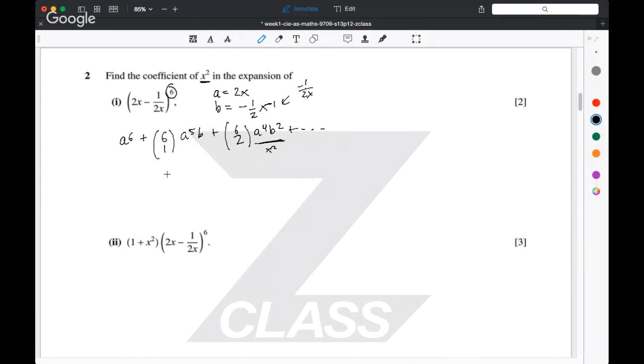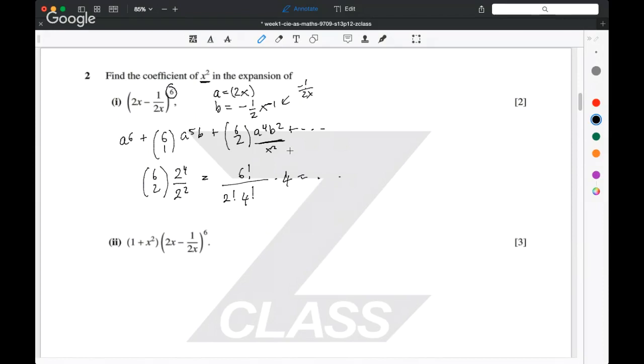So the coefficient is going to be 6 choose 2, and then you get 2 to the 4th from a, so that whole thing will be to the power 4, divided by 2 squared coming from b. And if you use the formula booklet, you'll see that this is like 6 factorial over 2 factorial times 4 factorial times 4, and you can work that out in your calculator.